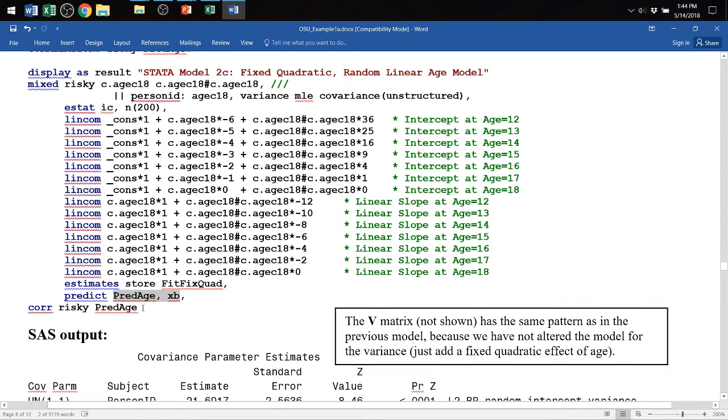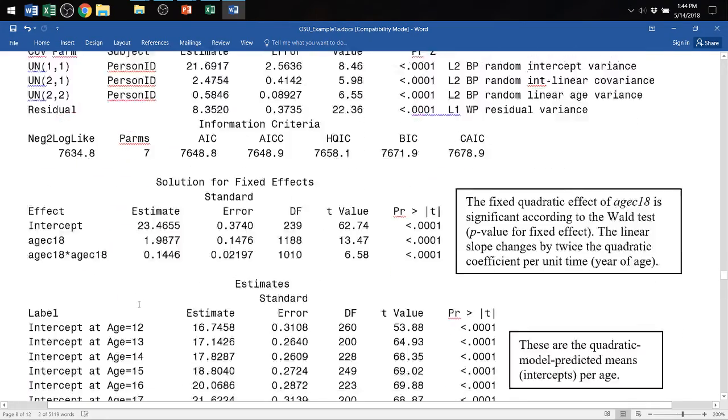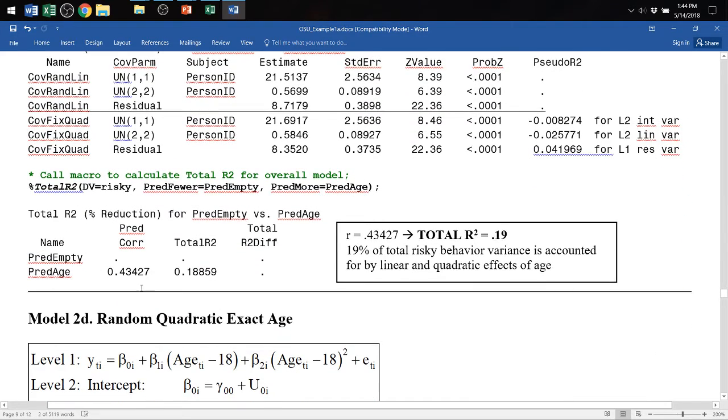What those lines of code do is generate another column in your data set that is the fixed effect predicted outcome, so just from linear and quadratic time. We can then correlate that predicted column with the real one, square it, and that's total R-square. I wrote a little macro that does that too. The correlation between the outcome predicted just from fixed linear and quadratic time and the real one is 0.4. You square that, it works out to be a total R-square of 0.19. So 19% of all the variance in risky behavior, putting it all back together again, is because of systematic change over time.